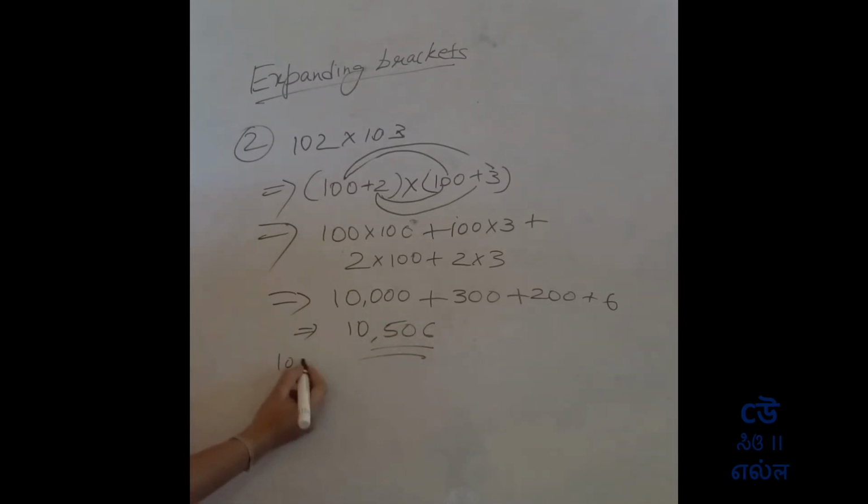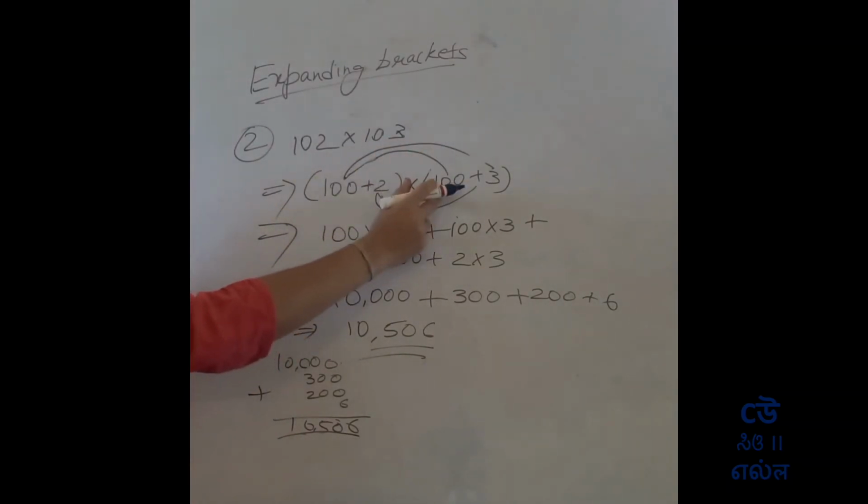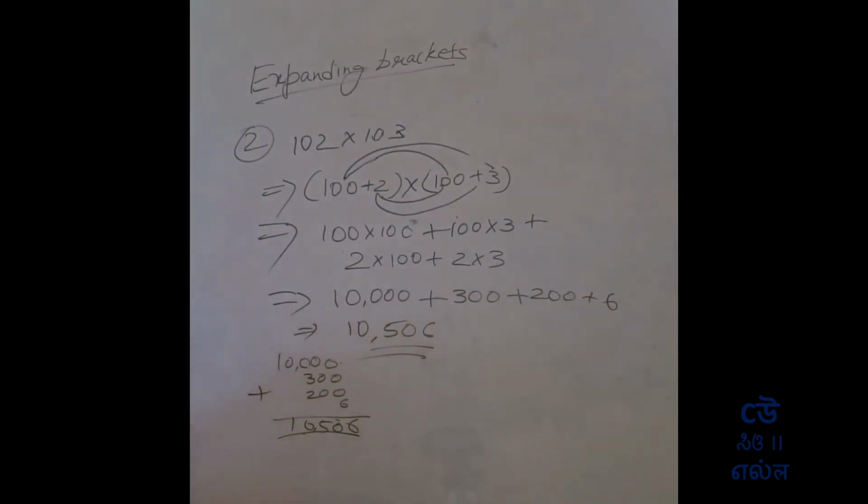How will you add this? 10,000, 300, 200, then 6. So 6, then 0, then 3 plus 2 is 5, 0 again, then 1. What is the answer? We got the same answer. So understood, children, how to do? If two brackets are there with numbers, you can multiply the numbers in the brackets. First number with one number, first number with another number. Like that only you can multiply. Next, third problem.